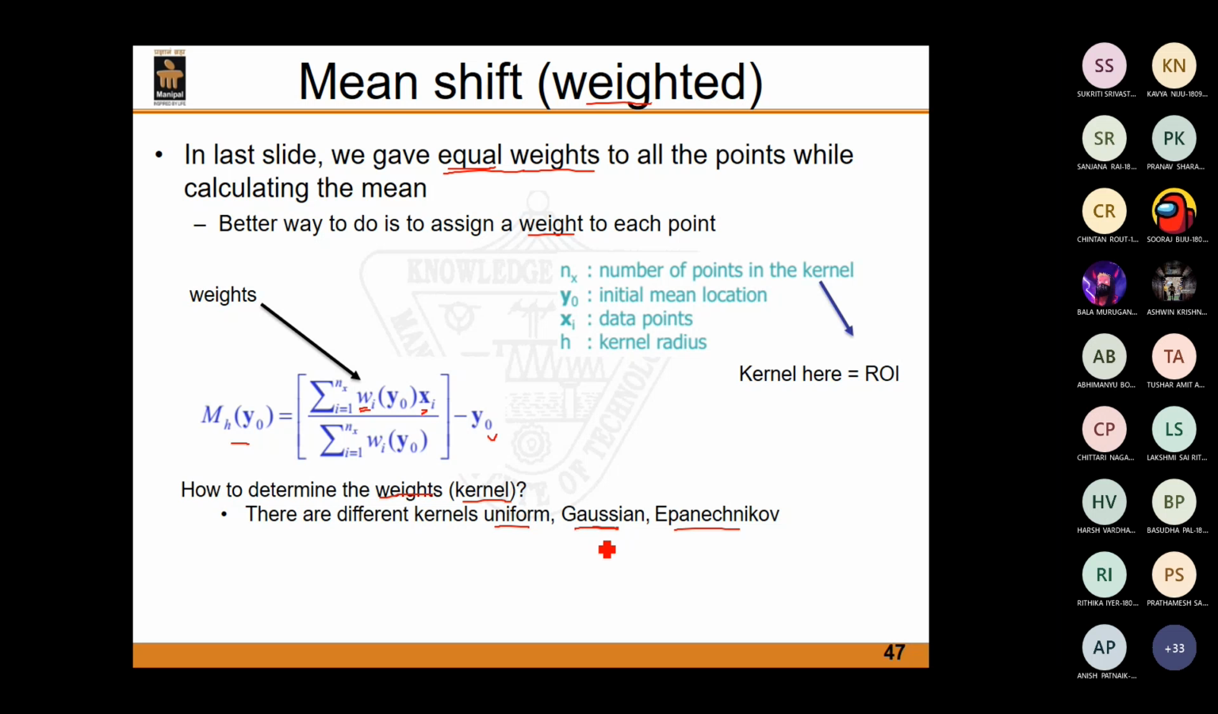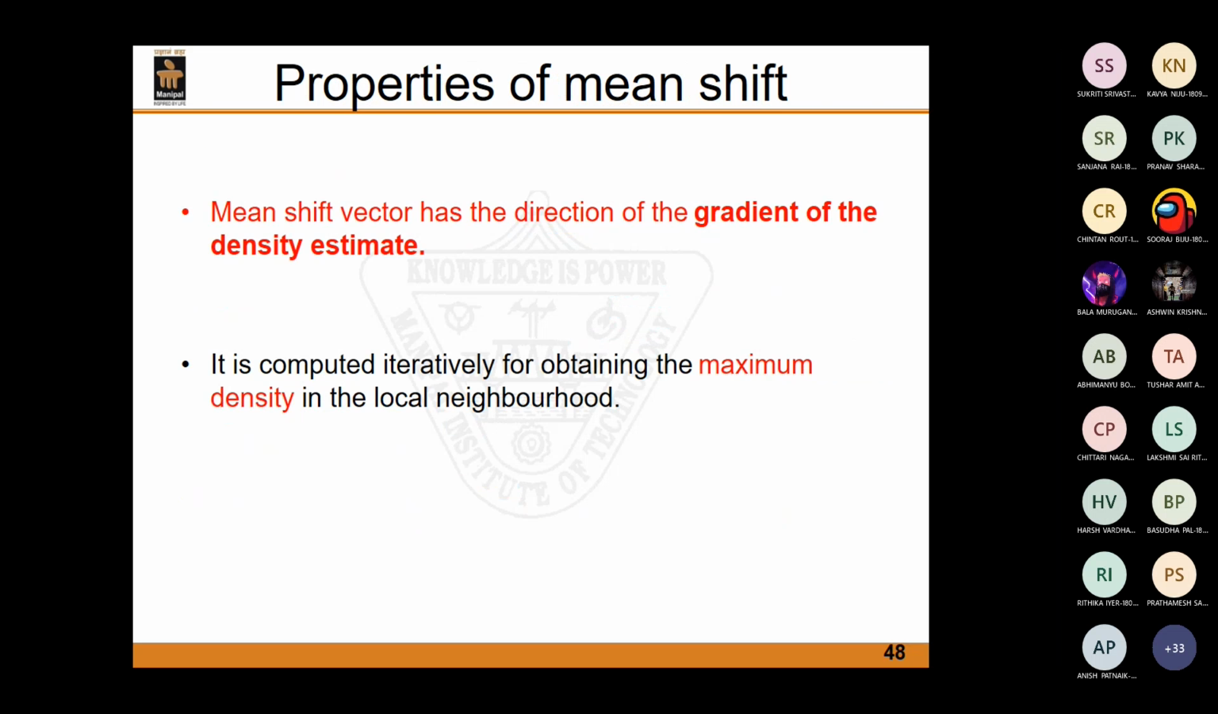Now, if you're looking at a Gaussian kernel, the weights are assigned in such a way that they follow the Gaussian distribution, right? And you also have the Epanechnikov kernel, and there are other kernels which could be used. So basically, the advantage of using a weighted mean shift vector would be better efficiency in the algorithm. It could help with reaching the denser regions in a faster manner. It would be more efficient.